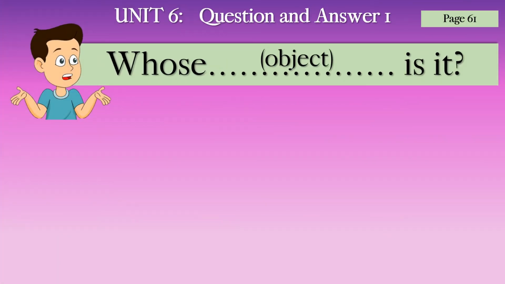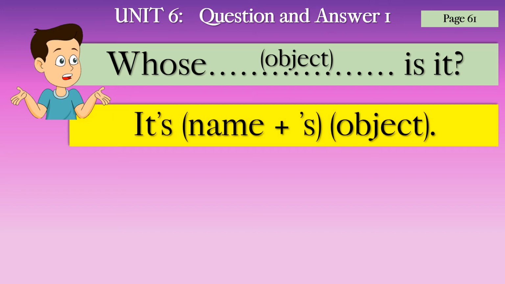Okay, so we looked at question number 1 for unit number 6. Now let's look at the answer to question number 1. Let's remind ourselves of the question: whose object is it? Whose cell phone is it? The answer is: it's, and then the name of the person plus S, and then the name of the object. Whose cell phone is it? It's Tom's cell phone.